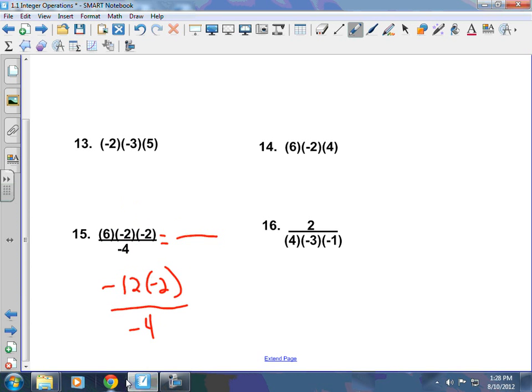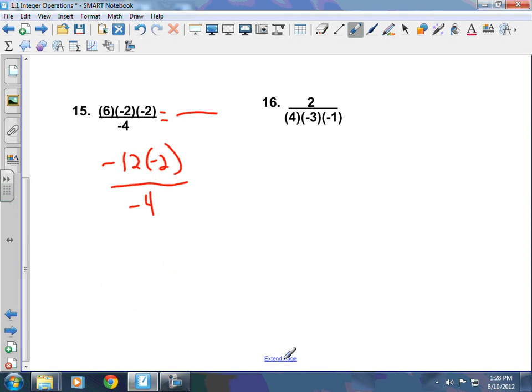Put this over negative 4. Now, negative 12 times negative 2, my answer is going to be positive. It's going to be positive 24. Now, my negative 4 still stays on bottom. Notice how I did this, one step at a time. I wrote everything out as I did it.